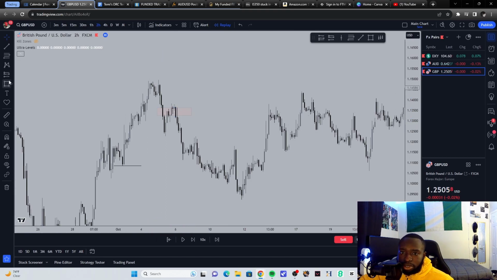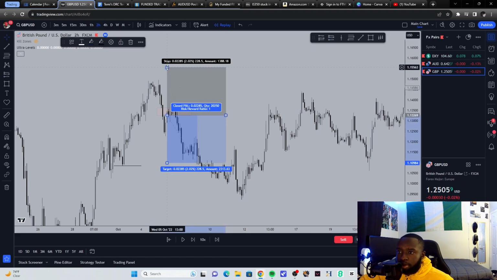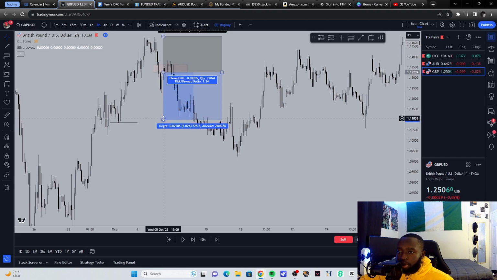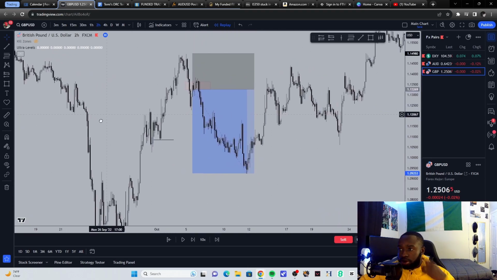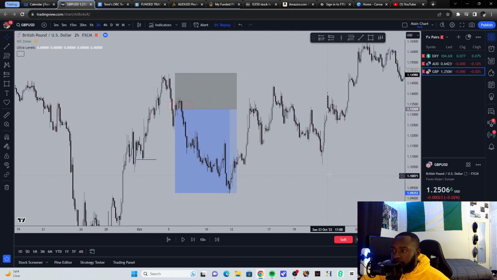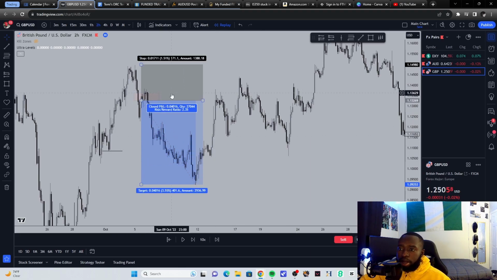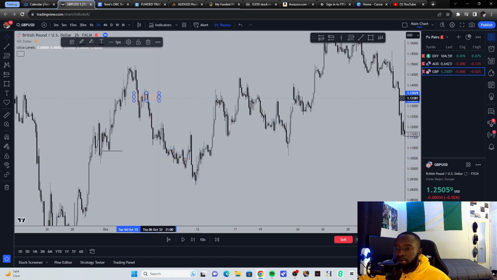And then I would have shorted it, maybe right here, stops above this old high, right there. And this was probably like a 1 to 2.3 trade, which is not a bad trade. But I'm more of a day trader, so I don't look for entries on the higher time frames. I just use the higher time frames for market structure.